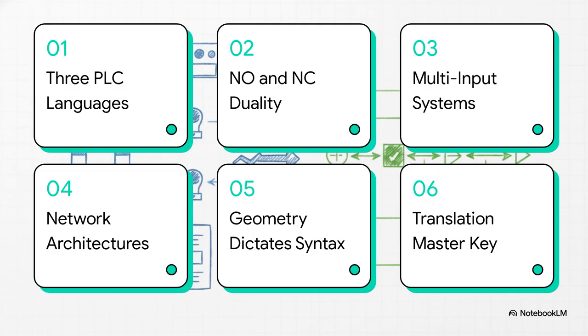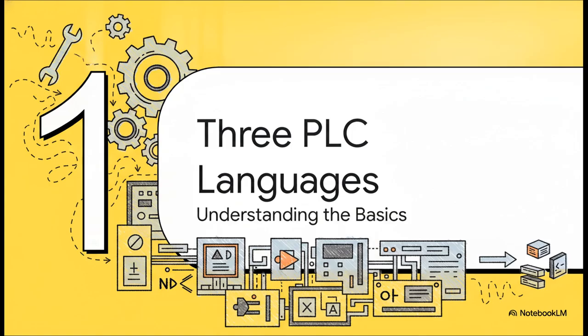Our agenda follows a precise scaffold to get us there. We'll start with the three PLC languages, then look at the NO and NC duality. From there, we'll cover assembling multi-input systems, series and parallel architectures, how geometry dictates code syntax, and finally, we'll wrap up with the translation master key. By the end of this progression, you're going to have a complete operational understanding of how to map physical hardware directly into code.